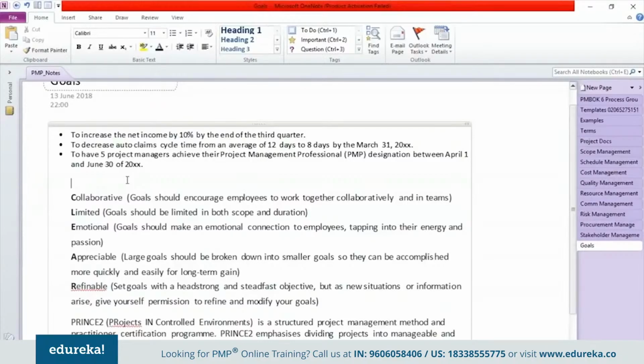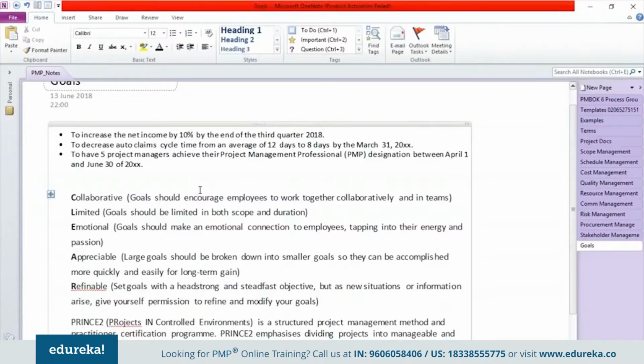So by this goal, I would get better clarity in terms of what is the expectation. In this goal, it's very clearly mentioned that we have to focus on increasing the net income. By how much? By 10%. By when? By the third quarter. By which year? 2018. So we could be a bit more specific over here, right?